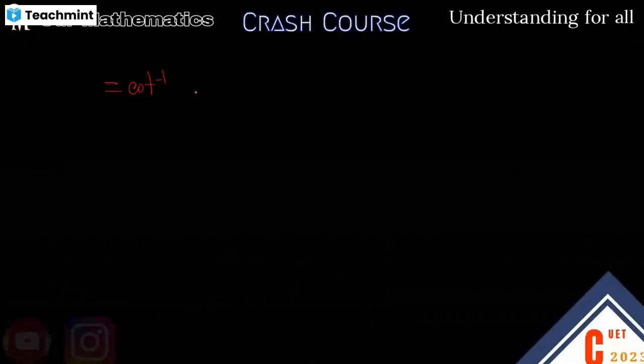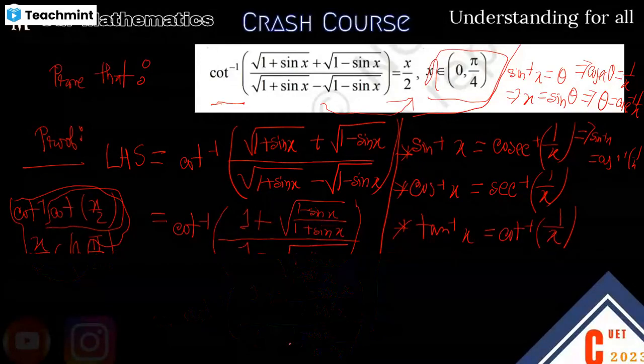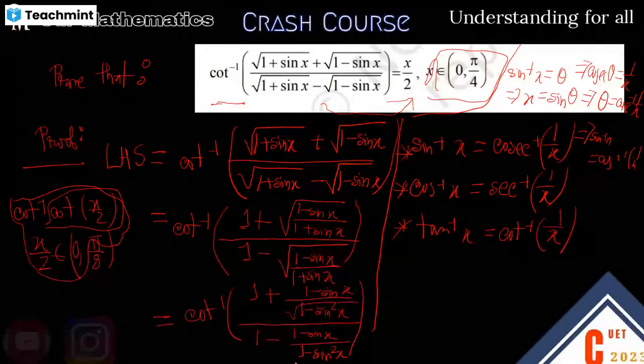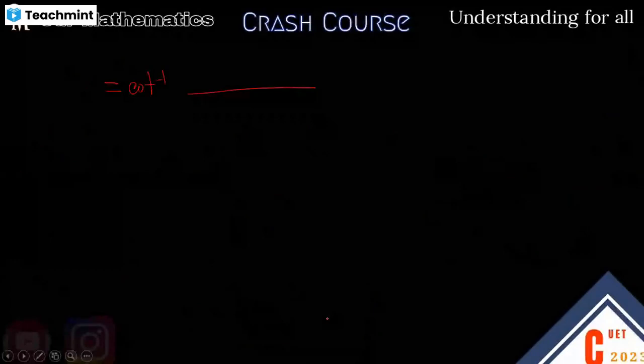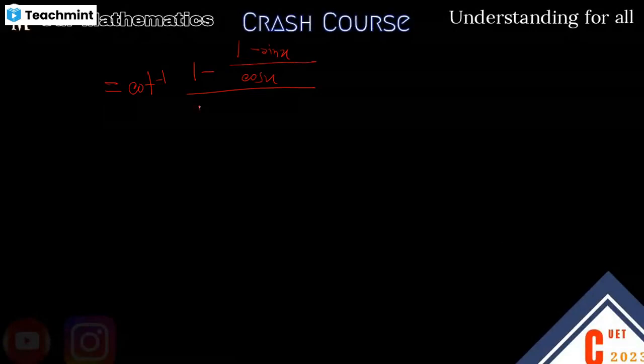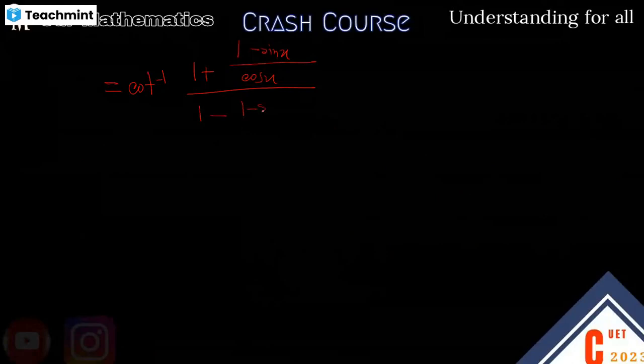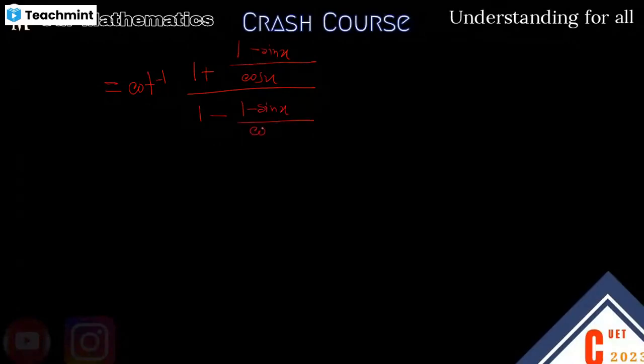That will become cot inverse. 1 minus sin square x is nothing but cos square x. Since there is a root over it too, we get cos x. So we get (1 minus sin x) divided by cos x, plus (1 minus sin x) divided by cos x.